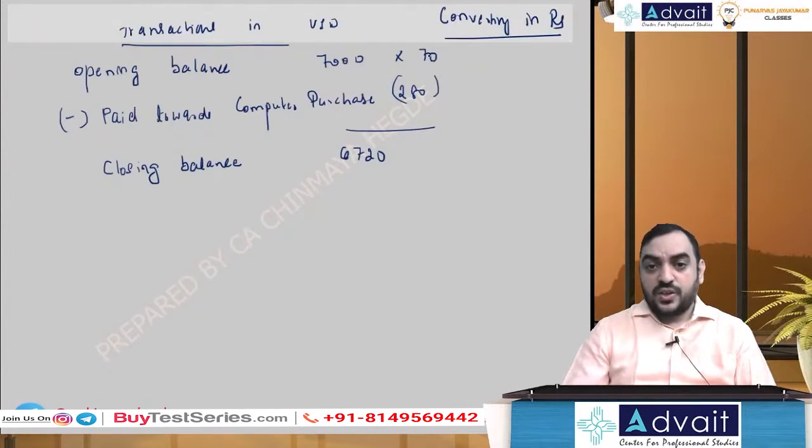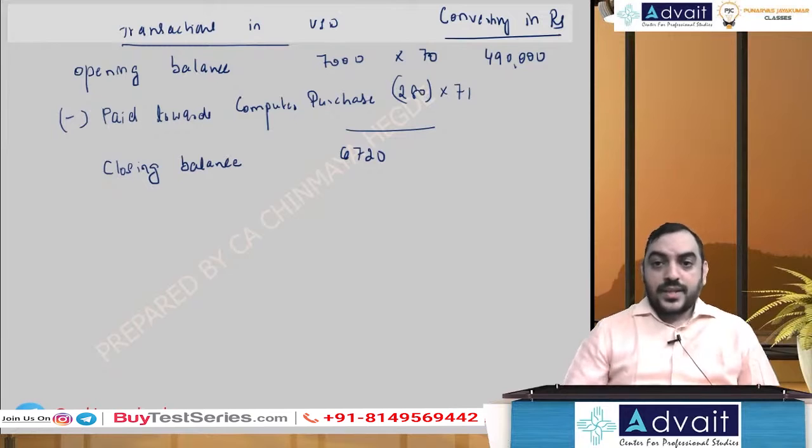So, 7,000 into 70, 4,90,000. 280. On this date, what is the rate? 280 into 71, right? 71 was the rate. 19,880. This is minus outflow. Closing balance you find out.